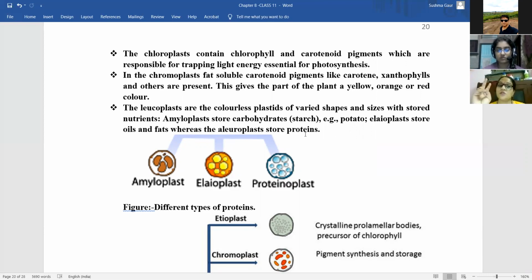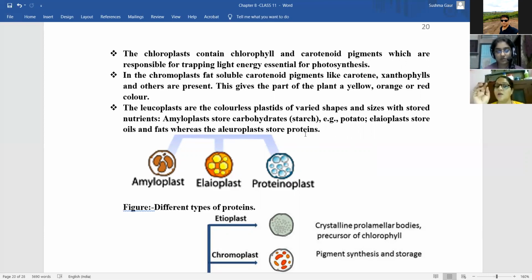Their main purpose is to store the nutrients. So they will be of three types again: amyloplast, that stores carbohydrate or starch. The second is elioplast, that stores oil and fats, and the third is aleuroplast that stores proteins. So there are three types of leucoplast. They are colorless, but they are responsible for storing the nutrients. Okay, ma'am. So this is clear.